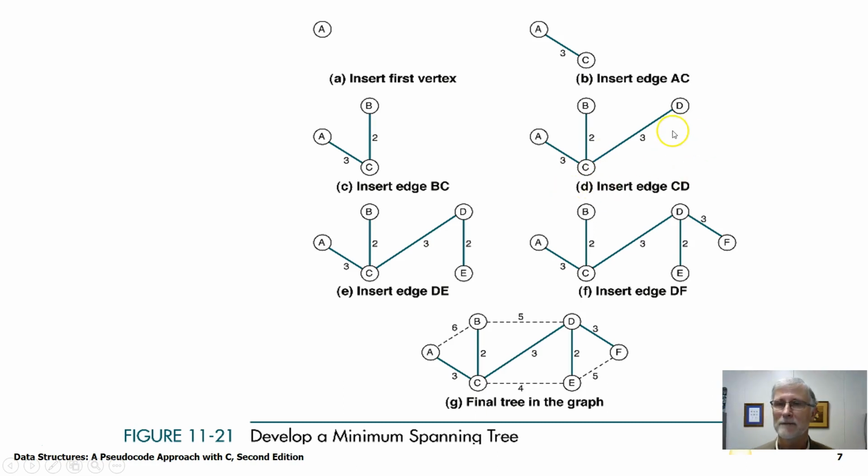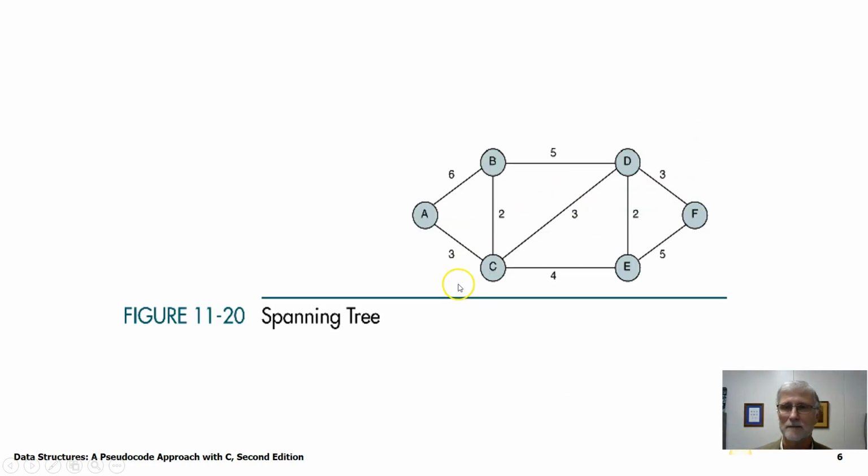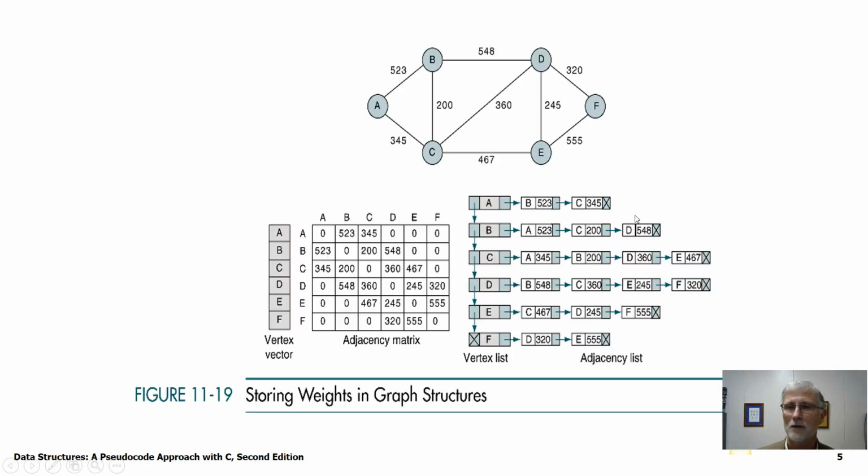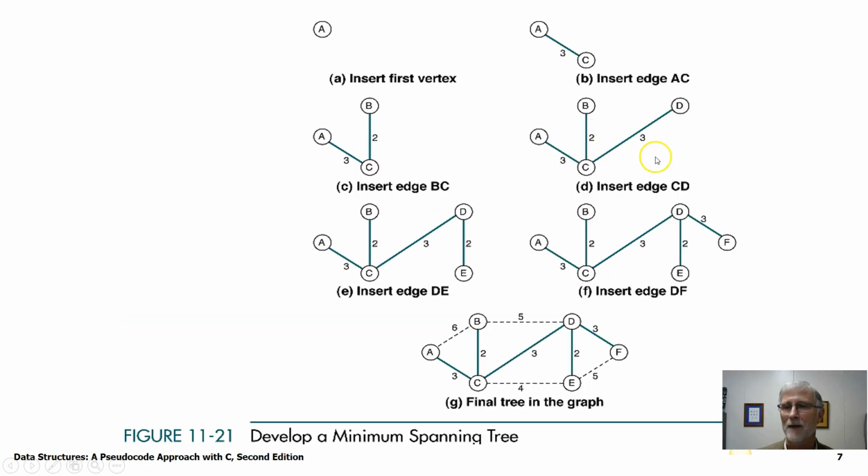Now you go, how do I get to the next vertex? E. I look at the cheapest one, because I could have got 3, 3, 2. Again, you're choosing the cheapest. And when you look at F, whoops, I'm looking for the cheapest.